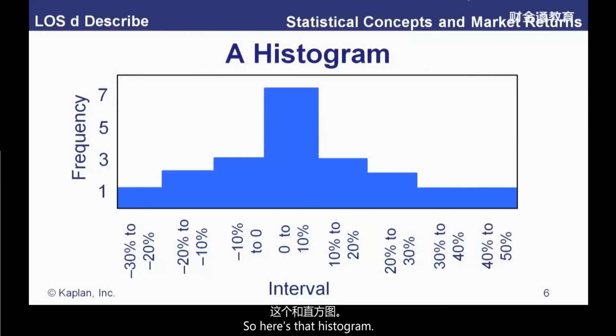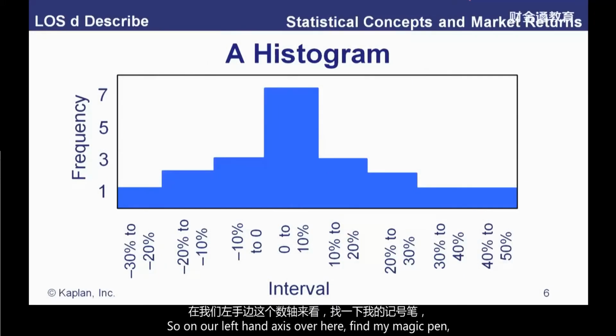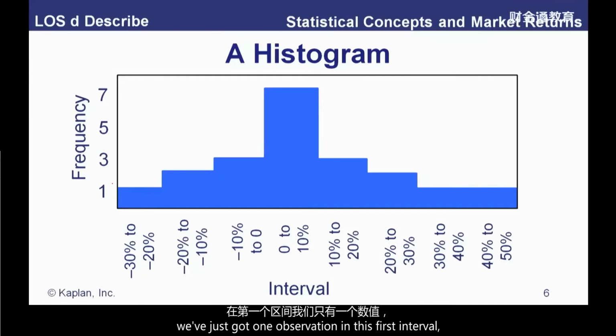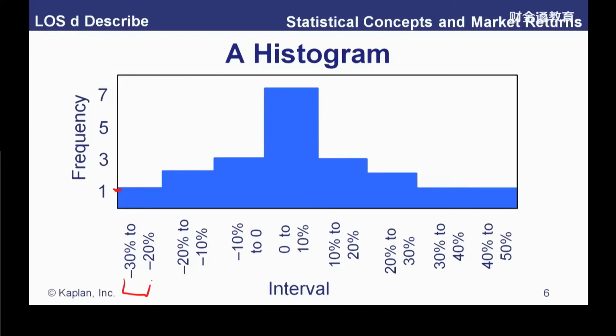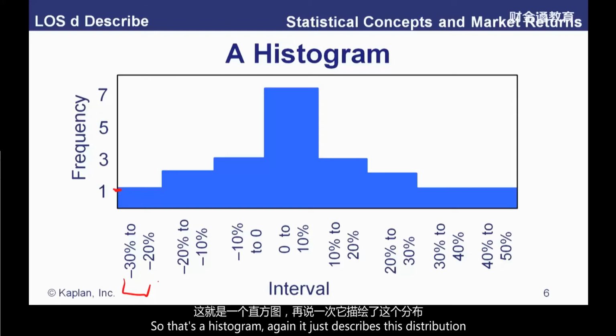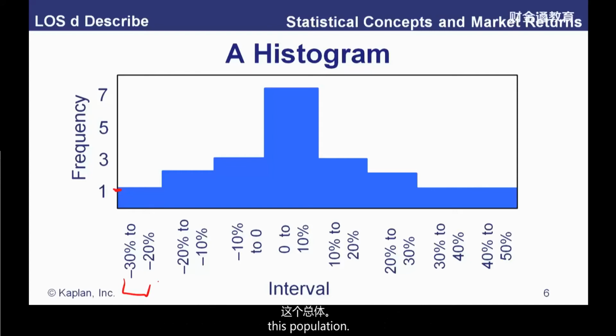So here's a histogram. The histogram just shows frequencies. So on our left-hand axis over here, let me find my magic pen, okay, we've just got one observation in this first interval, minus 20 to minus 30%. And it looks like 2 in that next interval, 3 in the third one, and then it goes up from there. So that's a histogram, and it just describes this distribution, this population.